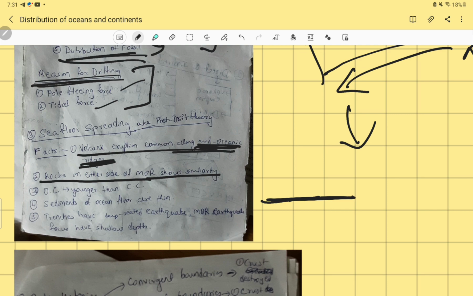I'll explain mid-oceanic ridges in oceanology itself. We will study about this in detail. So next, let's go to the third fact, that is, ocean crust is younger than continental crust.